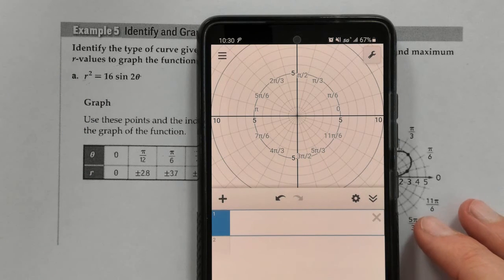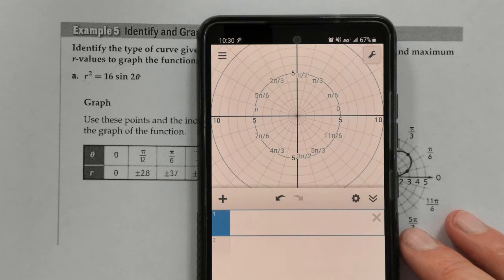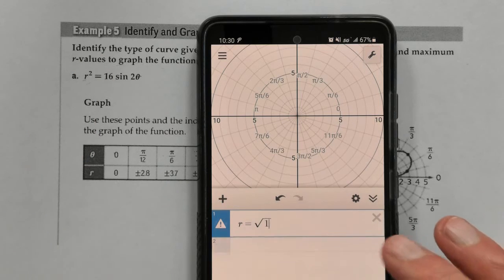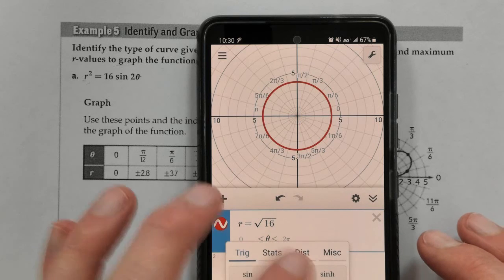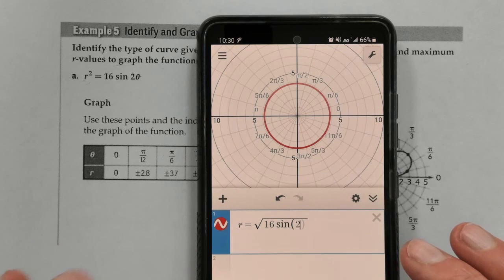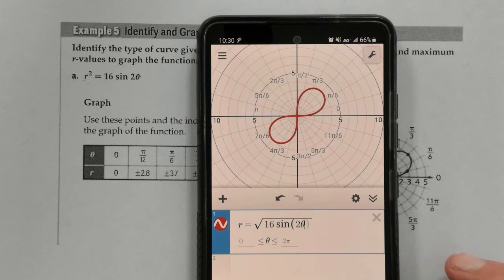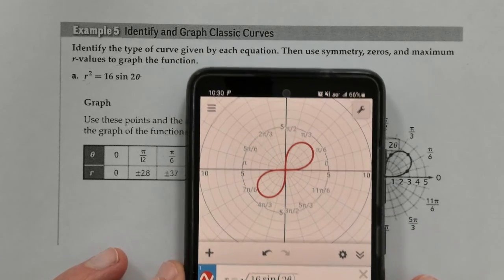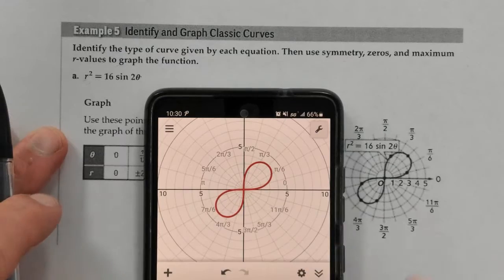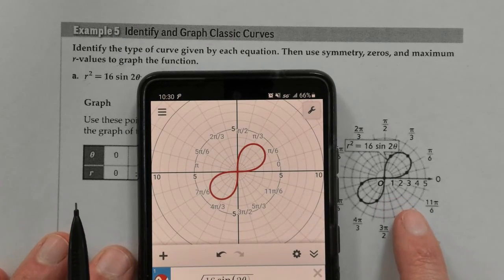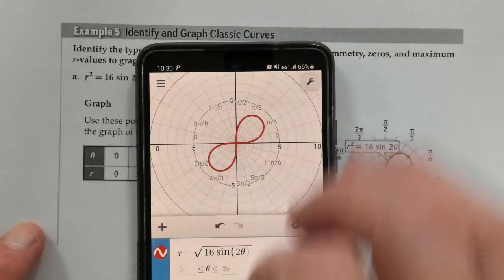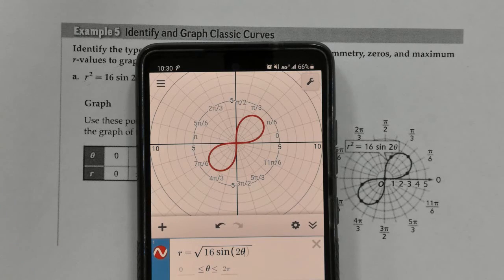So I'll get r from my ABC menu, r equals, and then I need to take the square root of this when I plug it in. So it would be the square root of 16 sine of 2, and then theta is on the ABC menu out here. As you can see, it has graphed this for us exactly the way that it's graphed here when it was done by hand. So you can use your Desmos calculator on your phone in order to see what the graphs of these equations look like.